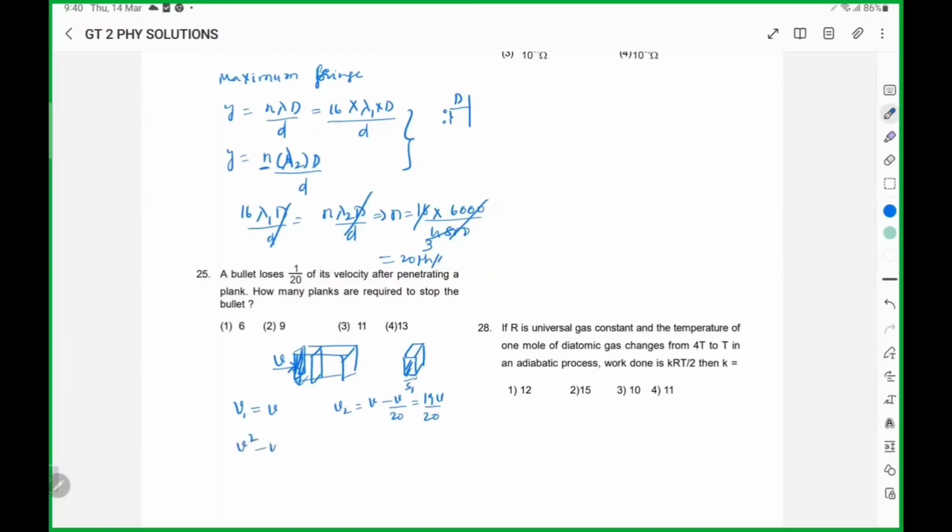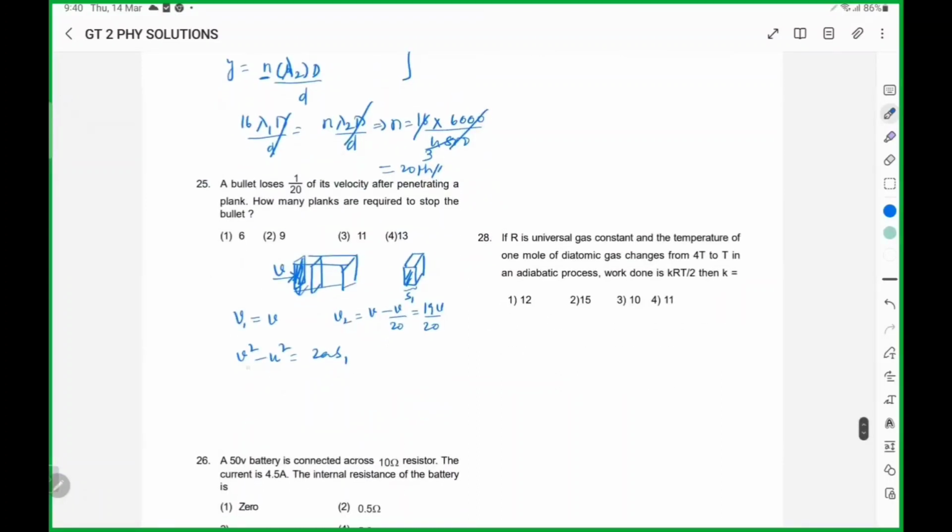So v square minus u square is 2 a S1, where S1 is the thickness of one plank. How many planks are required to stop it? Maybe n number of planks are required. It is 0 square minus v square is 2 a S. So the total length will be S, where S is n such planks.